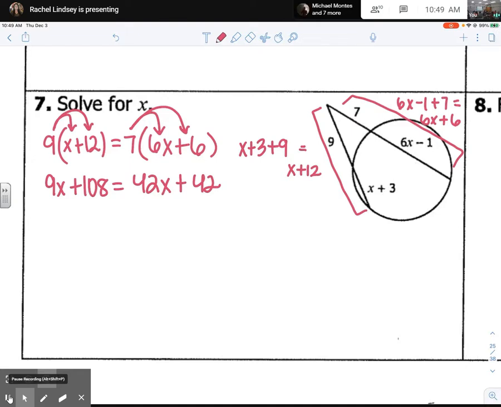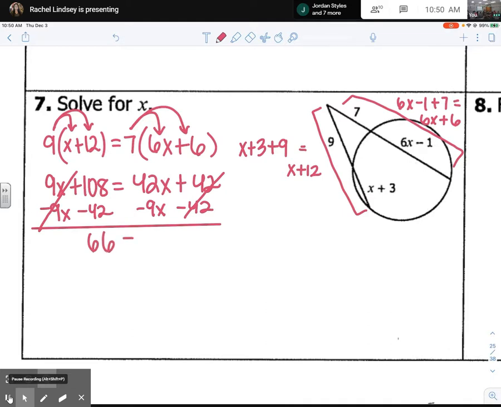Oh. So on this one, we need to subtract 9x from both sides. Subtract 42. So 108 minus 42, 60. I think you understand. 49 minus 9x, 33x. So x equals what?